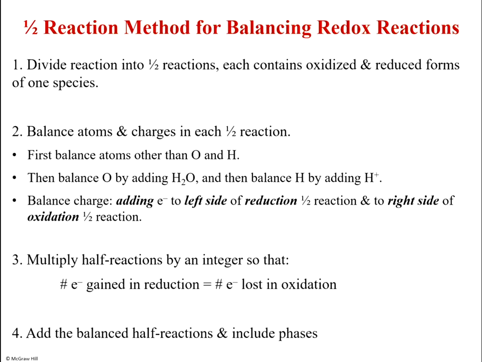Then we're going to combine these two, but before we do that, we have to multiply each half reaction by an integer such that the number of electrons gained in the reduction half reaction is equal to the number of electrons lost in the oxidation half reaction. Finally, we add the balanced half reactions, including phases, and cancel any excess species.